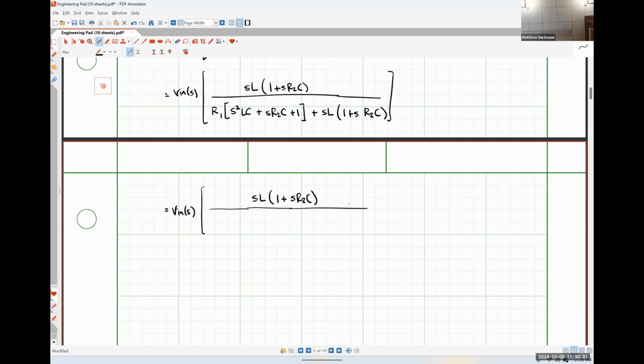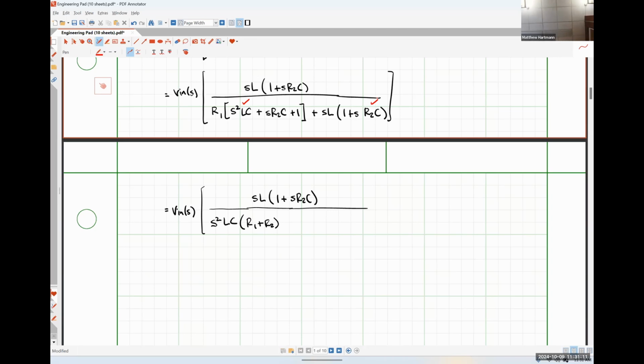So I can notice, let's start with the S squared terms, right? So I have an S squared times an LC times an R1. And then over here, I'm going to have an S times an S. So that's going to be an S squared, excuse me, an LC times an R2. So I could write this as S squared LC times R1 plus R2. Just to be clear here, I've taken care of this term and I've taken care of that term now.